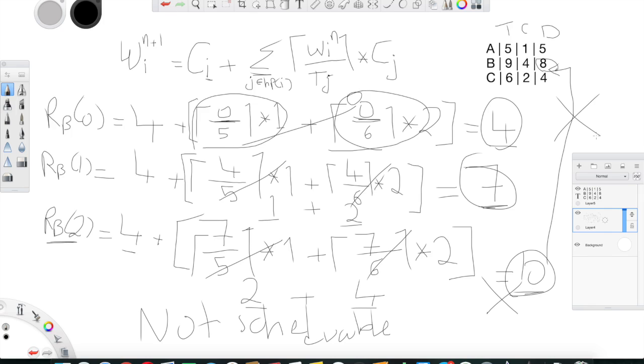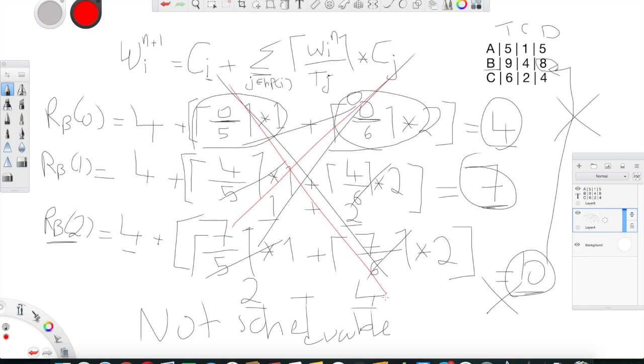Okay, hence we stop, and since task B is not schedulable, therefore the entire set of tasks containing A, B, and C is not schedulable under RM. So all of this will not be schedulable under RM. It is not schedulable under RM.